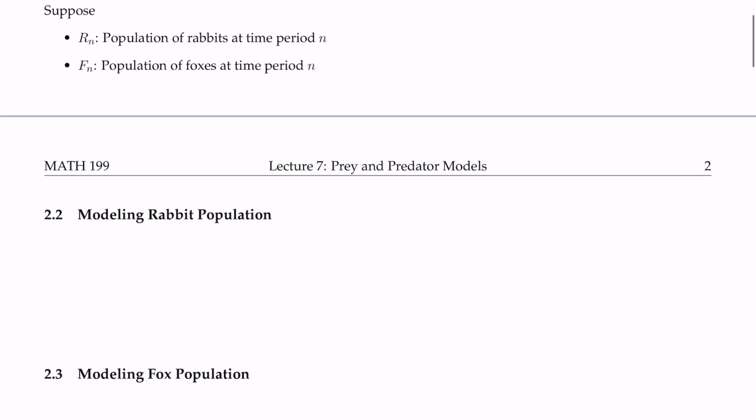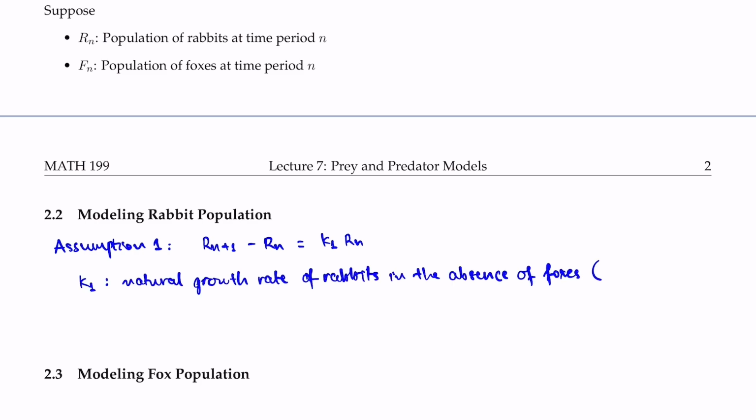So assumption 1 says that there is enough food for the rabbits to survive in the forest, and the population of rabbits increases at a constant rate in the absence of foxes. This increase at a constant rate relates back to exponential growth. From assumption 1, we have that the change in population of rabbits, R sub n plus 1 minus R sub n, is equal to k1 times R sub n, where k1 is the natural growth rate of rabbits in the absence of foxes. And we assume the parameter k1 is a positive number.